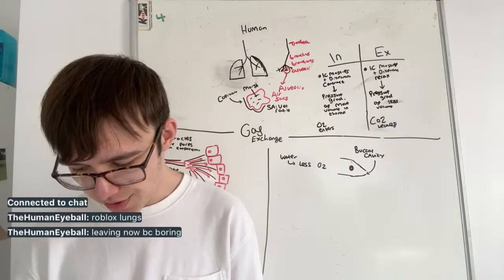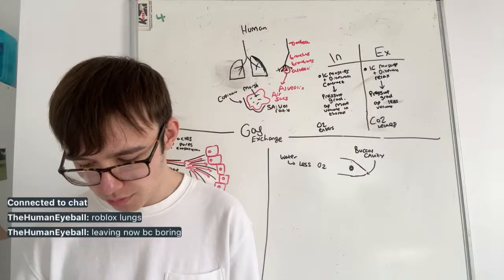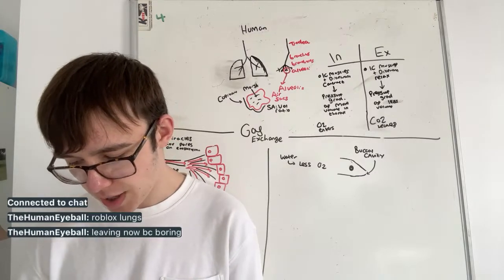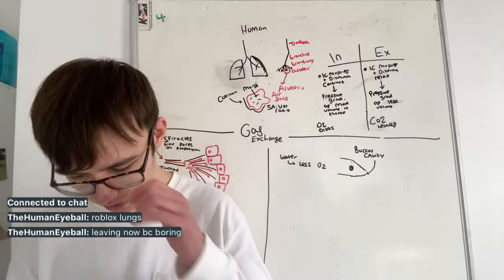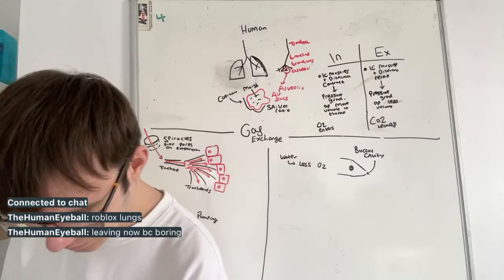So surface area is the area of the outside of an object. The volume is the area on the inside. That's a good little thing to remember.